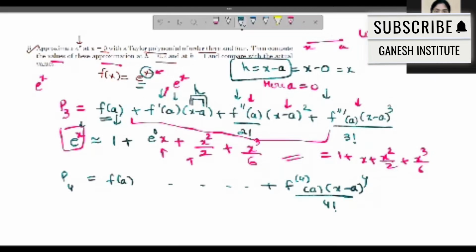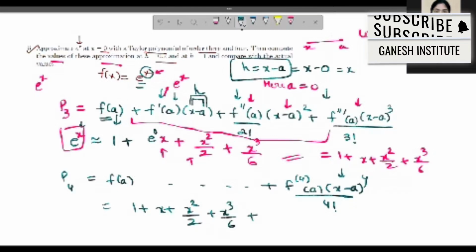Now, fourth. So I'll write all those previous values and then this one. What will the fourth order be? It's again going to be x raised to 4 divided by 4 into 3 into 2, 24. So up till this much I've got. Because it was an approximation, that's why I did not apply the equal to sign here.